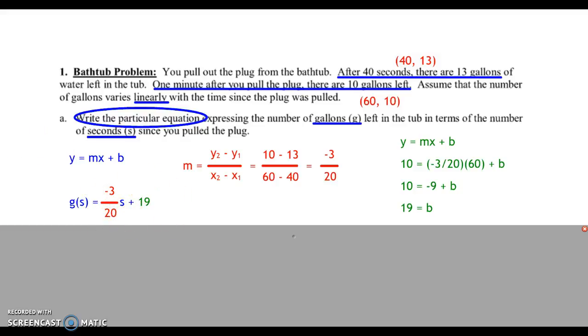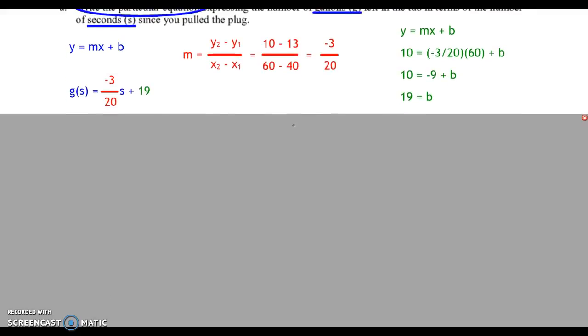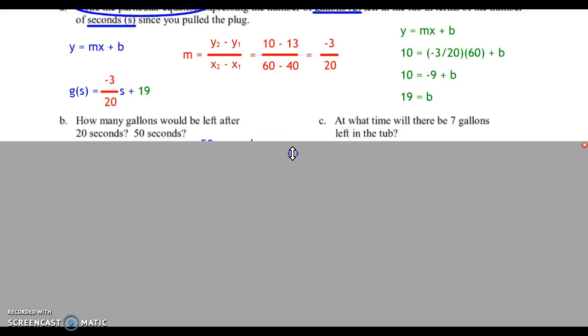The next part of the problem asks us to use that function in certain ways. So I'll slide this down a little bit. It asks us how many gallons would be left after 20 seconds and after 50 seconds. And it also asks us at what time will there be 7 gallons left in the tub. I'll let you pause the video now and try to figure those out, and I'll come back with answers in a moment.